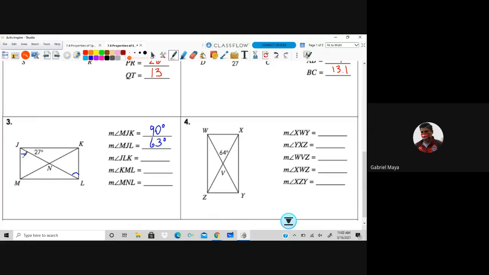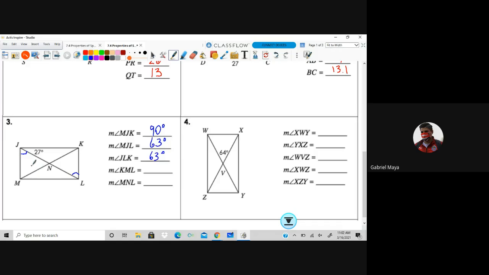And we determined that this one is 63. That's an ugly 3, but you guys get what I'm doing. If that one is 63, that means that angle JLK is also 63 degrees. All right. JLK is also 63 degrees. Now let's go ahead and do angle KML.